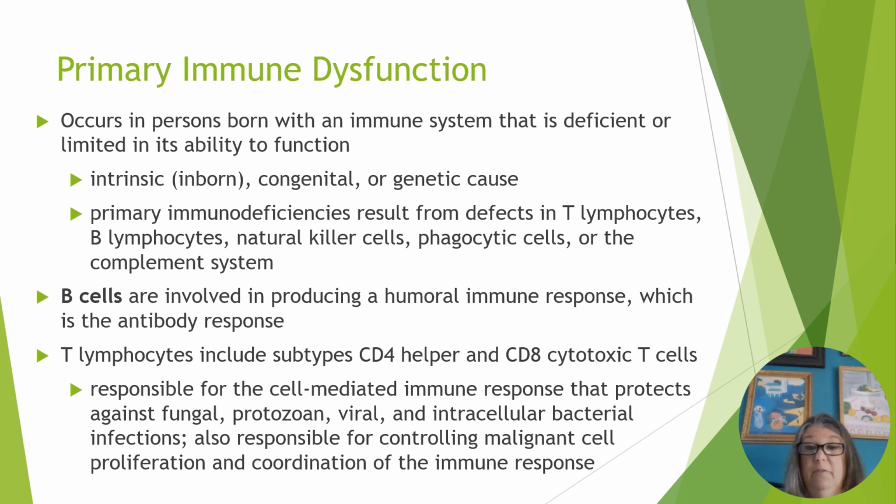One classification of primary immune dysfunction involves B cell deficiencies. B cells are involved in producing a humoral immune response, which is the antibody response. An antibody or immunoglobulin is produced in response to a foreign substance known as an antigen. B cells mature into plasma cells that produce antibodies and immunoglobulins. So when we say immunoglobulins, that's like our IgG, IgA, IgM, and we'll talk more about those, okay?